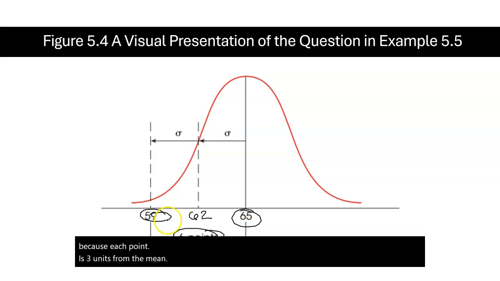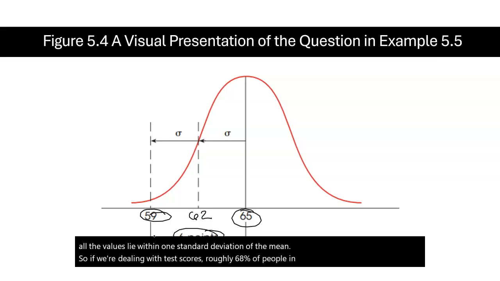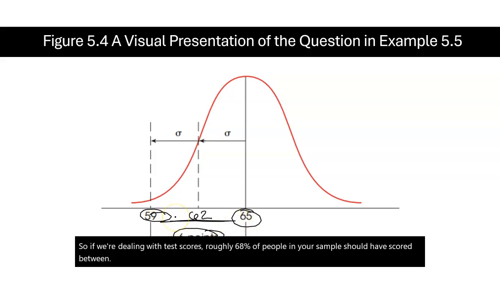So going from 59, 1 standard deviation below the mean, to 65, 1 standard deviation above the mean, covers a particular portion of this normal curve. In a normal distribution, about 68% of all the values lie within 1 standard deviation of the mean. So if we're dealing with test scores, roughly 68% of people in your sample should have scored between 59 and 65.